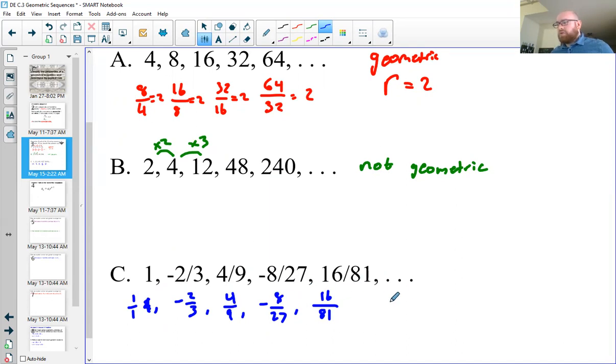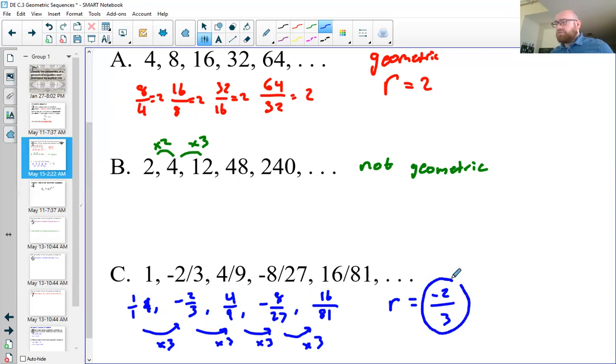to 16. So that sounds like we're multiplying the numerator by negative 2. And then on the bottom, you go times 3, times 3, times 3. So we go from 1 to 3 to 9 to 27 to 81, and each of these we're multiplying by 3. So our common ratio is actually a fraction, negative 2/3. And so this is what makes this sequence geometric.